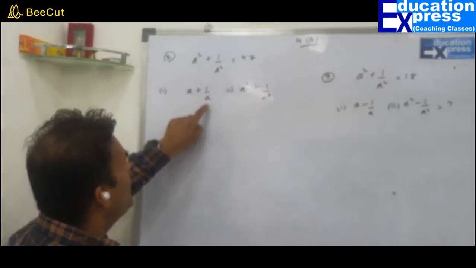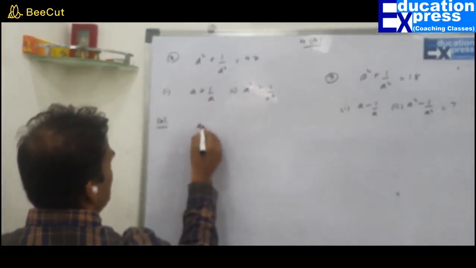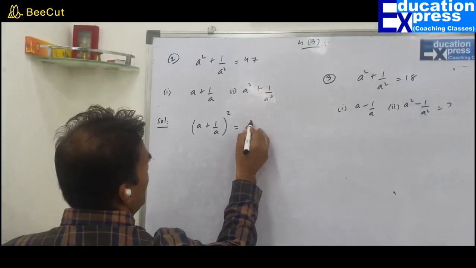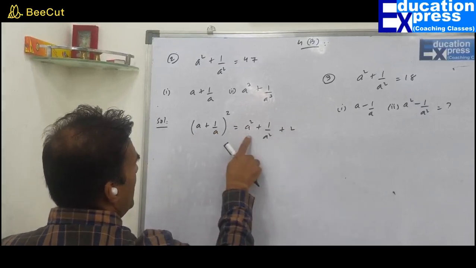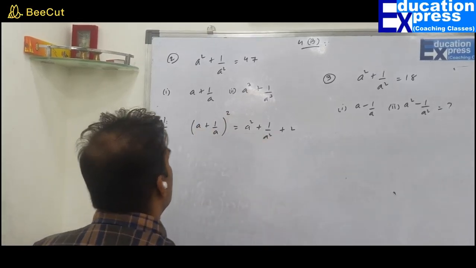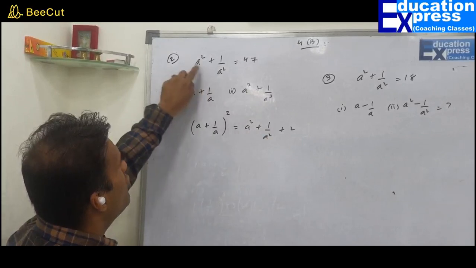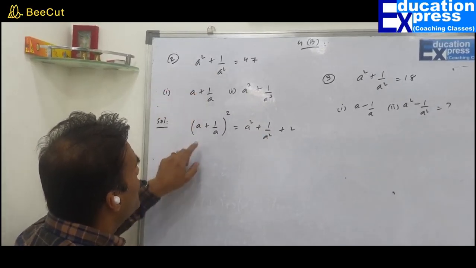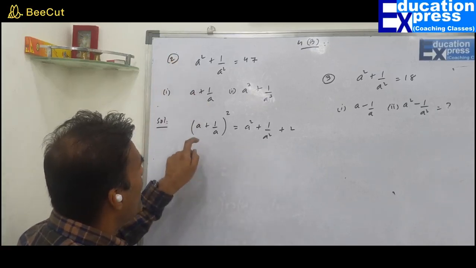If I have to find a plus 1 upon a, can I say something like this? (a plus 1 upon a) whole square can be written as a square plus 1 upon a square plus 2, like a square plus b square plus 2ab. Of course. Now see, how do I know that I have to find the square? Because a square plus 1 upon a square was given to me, and a plus 1 upon a is what I have to find. So the formula which can bring both of them together on the same platform would be this.